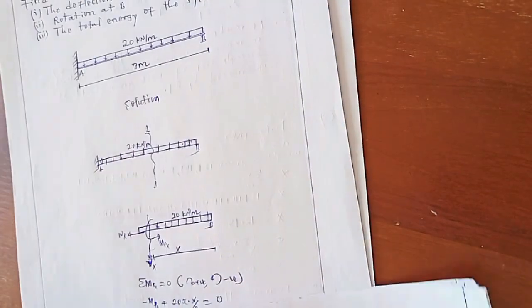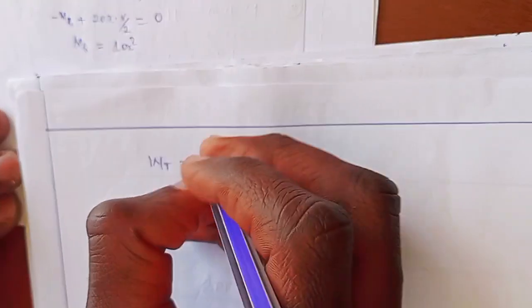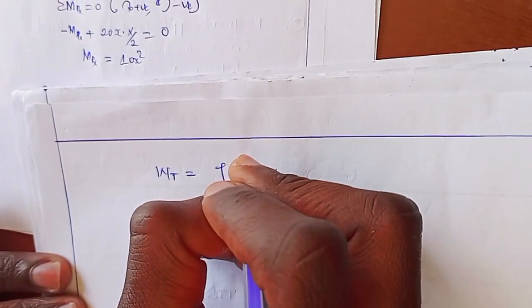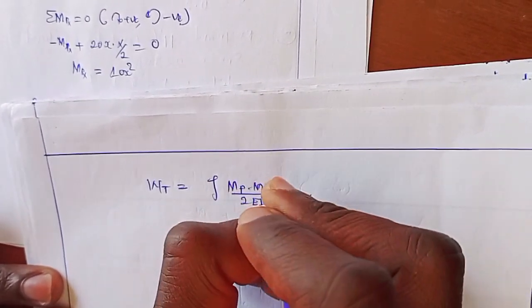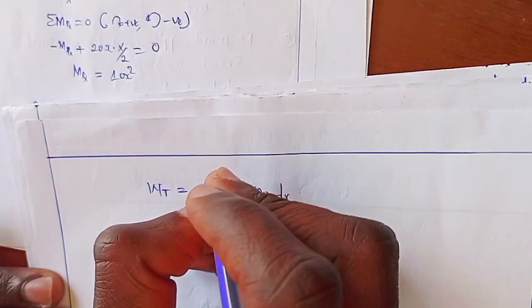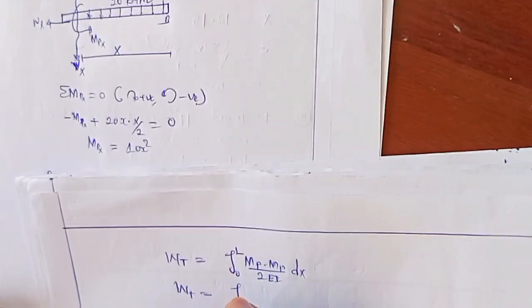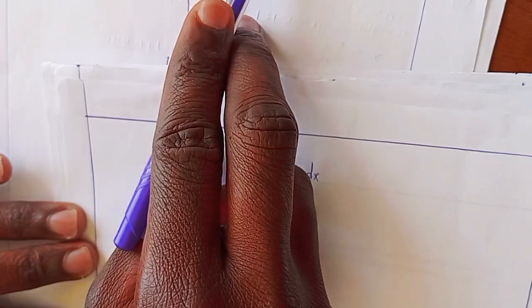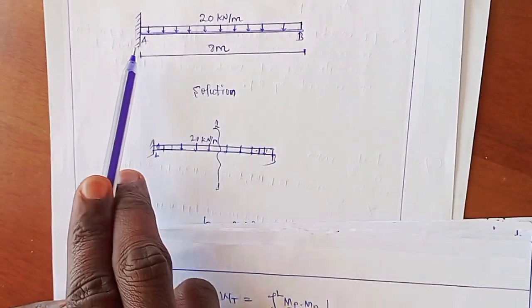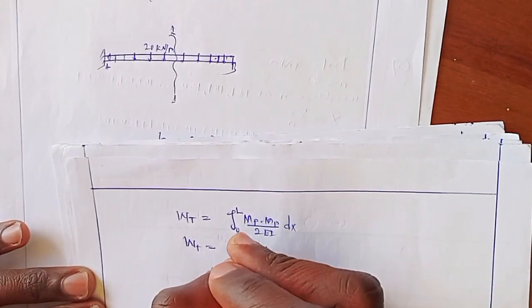The final case we are required to calculate is the total energy of the system. Total energy is obtained by taking the integral of the moment due to applied load times the moment due to applied load over 2EI dx from 0 to the distance. The required distance is from point B, which is from 0 to 8 meters. So the distance is 8 meters. Integrate from 0 to 8.